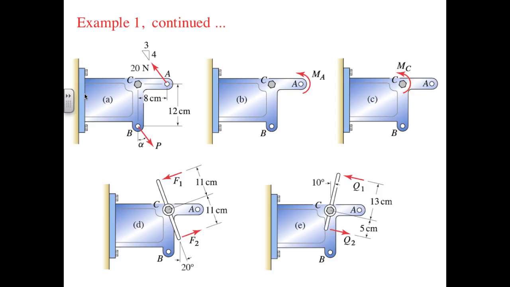In part A, we're asked to determine P and alpha so that the forces are a couple, and then to determine the moment of that couple. Since the forces must be equal and opposite, we know that P is 20 newtons and that the angle alpha is the arctangent of 3/4, or 36.9 degrees.